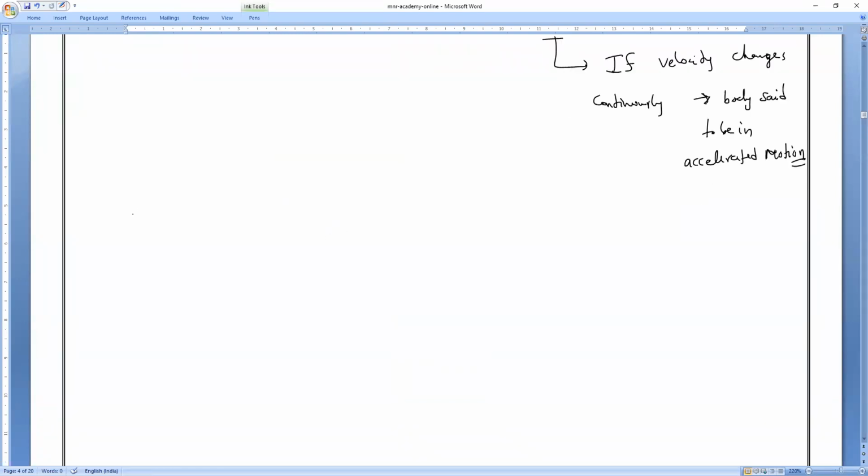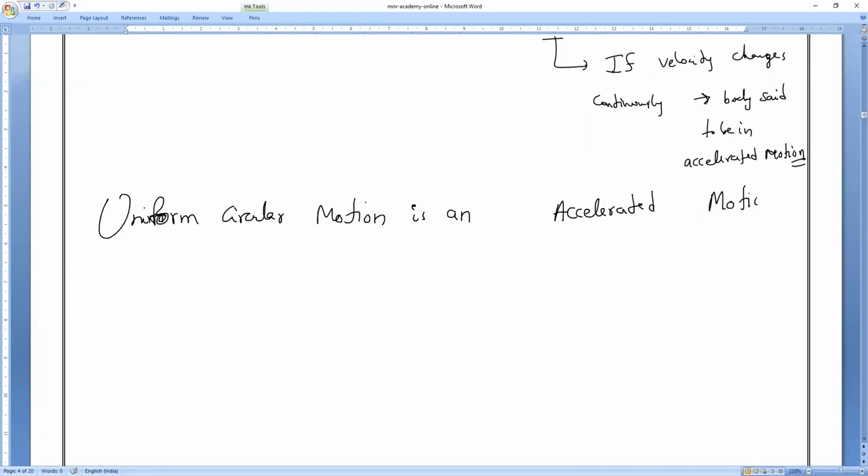Uniform circular motion. I will say it is accelerated motion. So let us discuss what it is. It is an accelerated motion. Is it okay, guys? So let us discuss what is the cause behind it.